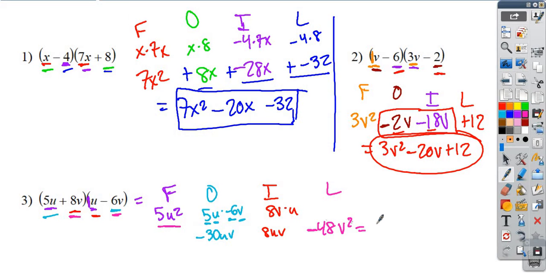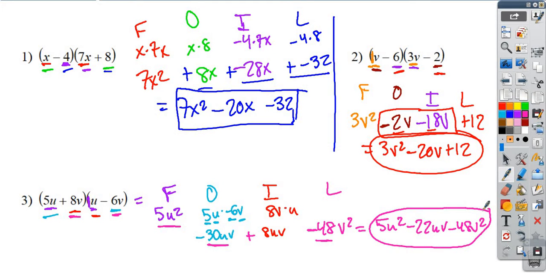So our final answer is going to be 5u squared minus 30 plus the 8. Negative 30 plus 8 is negative 22. And we still have the uv, and then finally minus 48v squared. And that is how you use FOIL. So keep that in mind when we do the next section, which is on how to actually factor things.